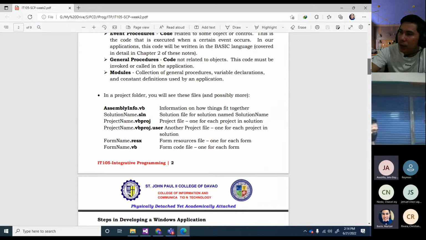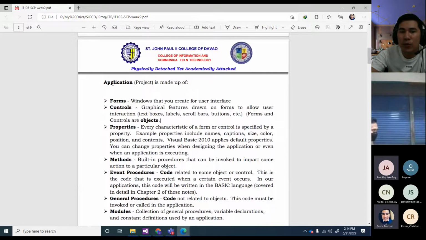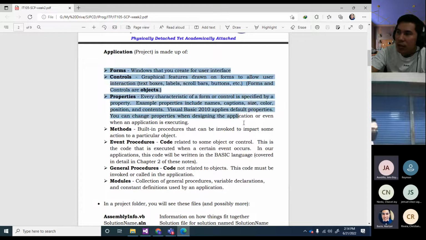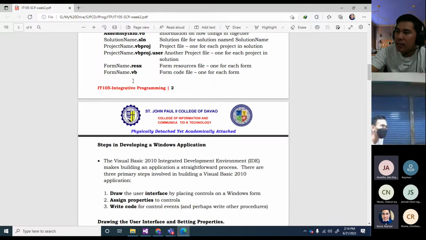Ayan. So I have already discussed this one with you during our laboratory activity. So, forms, the control, property window, methods. Modules we have not discussed yet, so that's what we are going to discuss in the coming weeks or days.